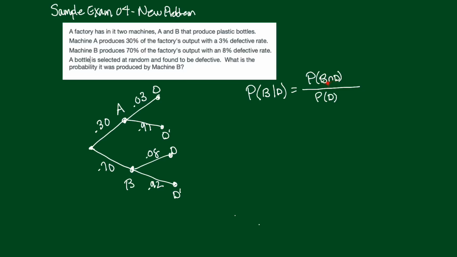Now, B intersect D, that's B and D. So we want B, that's down here, I'm on my tree diagram, B and D. So we're at this branch right here. So how do we get that number? We have to go here and here. So that's going to be, I'll draw a fraction bar here, our 0.70 times 0.08.